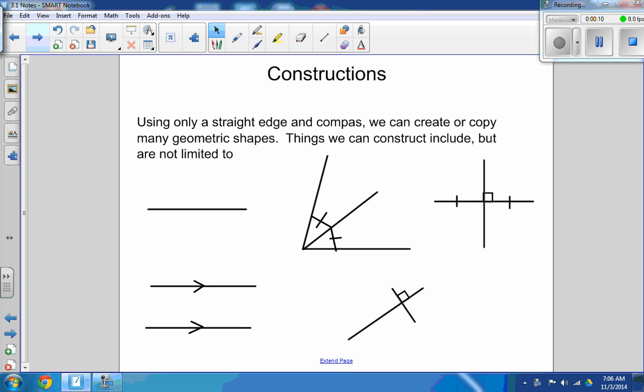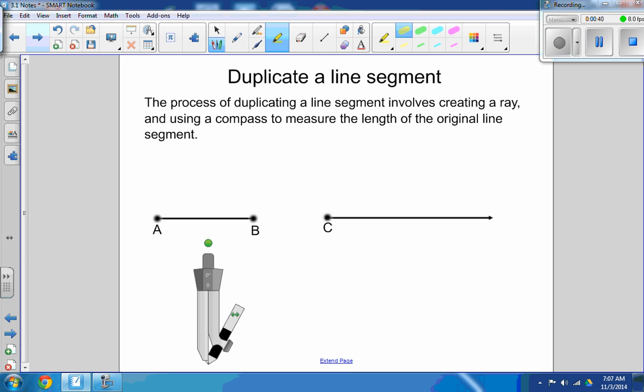So we're going to be looking at constructions, and using only a straight edge and a compass, we can create or copy many geometric shapes. Things we can construct include, but are not limited to, duplicating a line, creating parallel lines, an angle bisector, a perpendicular bisector, or even just a perpendicular line. So we're going to first look at duplicating a line segment.